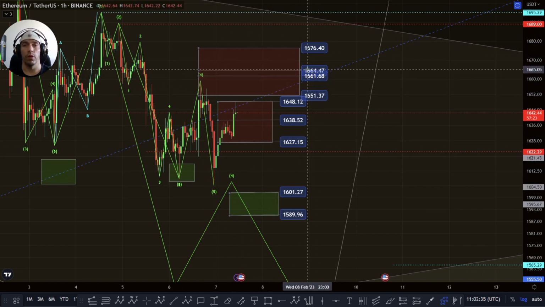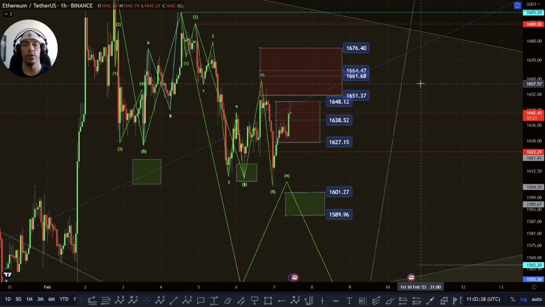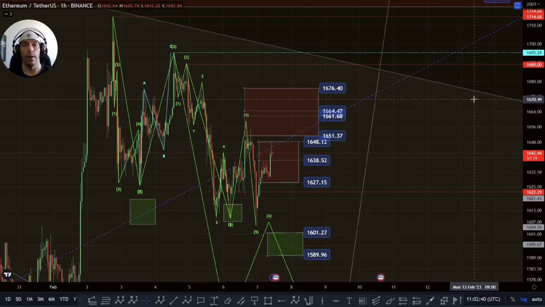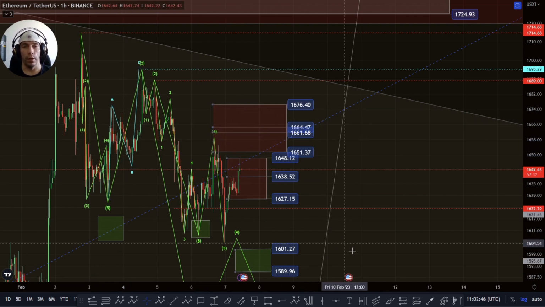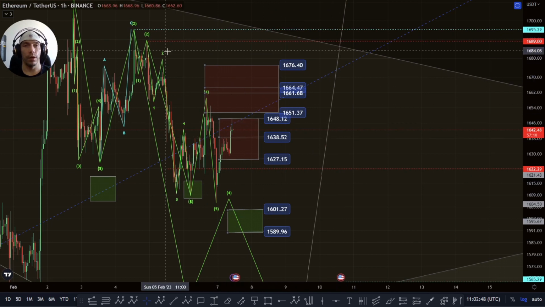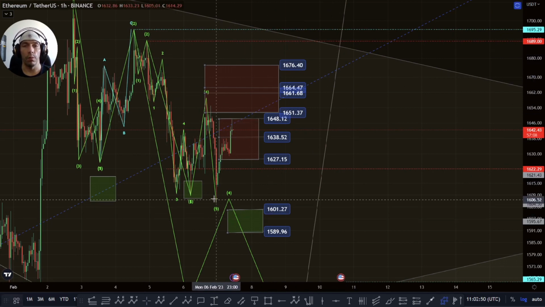So that golden pocket's right here at the 1664 to the 1661, of this move here. So if we do look to push up here, we could move back into this zone and then look to break down from here. So we need to just be a bit careful. What we'd be looking for is how we move up here.